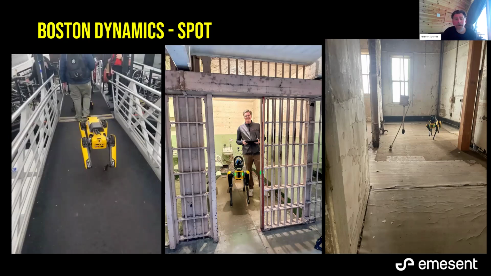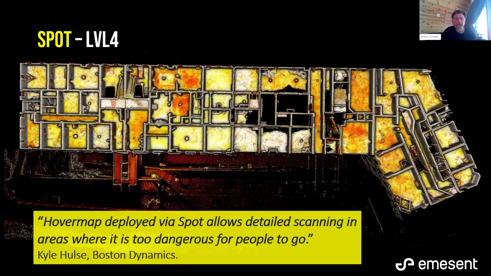By using a robotic system like Spot with Hovermap, we were able to enter level 4 and map it without putting people at risk. So very quickly, in a couple of hours on site total, we were able to capture the data that we were after. And here's a screenshot of level 4. All of this was captured by Spot while we were standing outside safely along the side of the building.